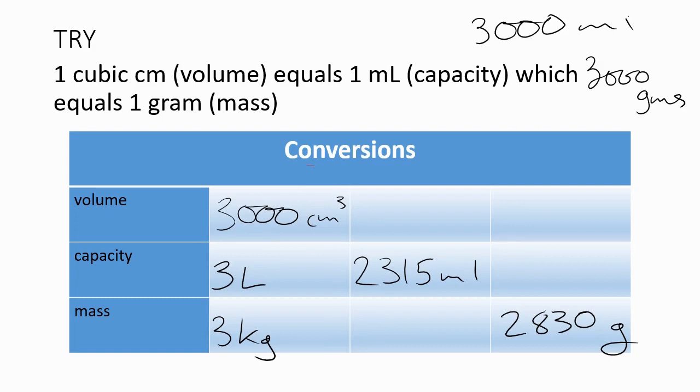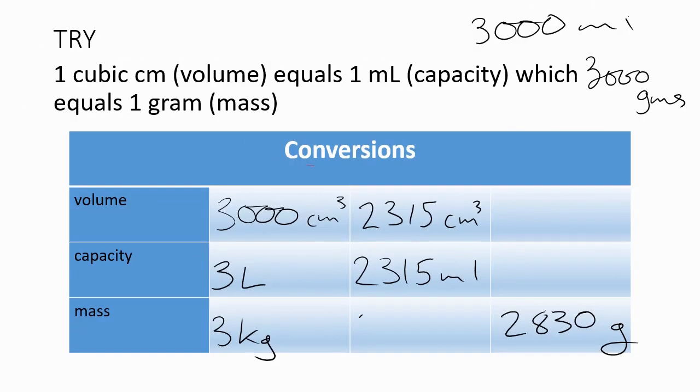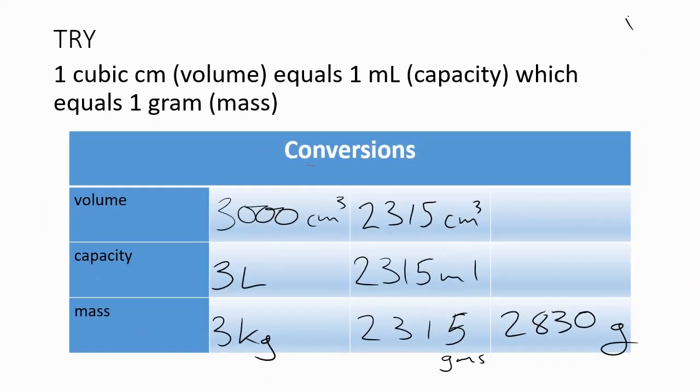Okay. For volume here, over here you require this to be 2,315 centimeters cubed. Now your answer here could have been 2.315 kilograms, which is fine. Or you could have written down 2,315 grams, which is also fine. And last but not least, over here, volume would have probably been, in fact, exactly 2,830 centimeters cubed.